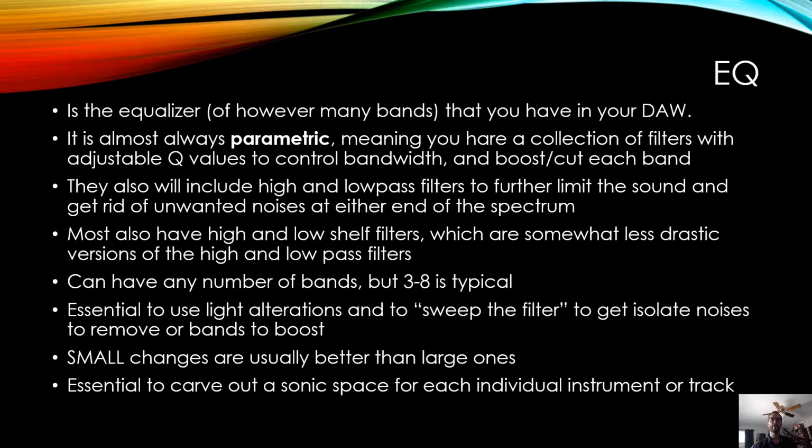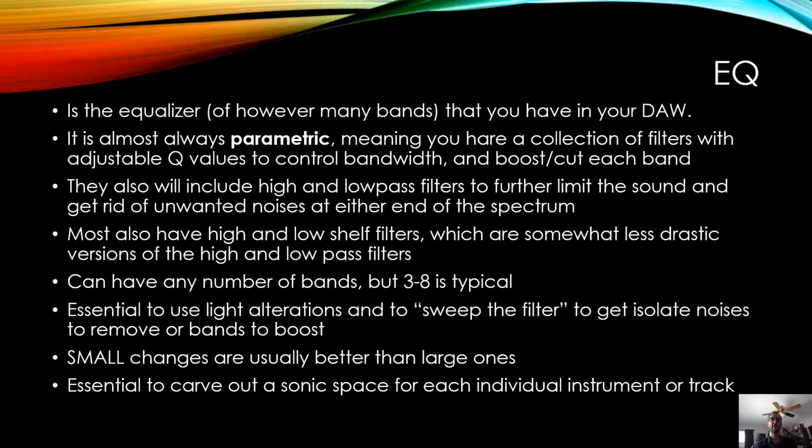Next is the equalizer, or EQ. This will typically have anywhere from 3 to an infinite number of bands that you can put in. It is almost always going to be parametric, meaning you are using a collection of filters with adjustable Q values or bandwidth values and boost and cut gain for each band. They will also include high and low pass filters to further limit the sound and get rid of unwanted noises at either the low end or the high end of the spectrum.